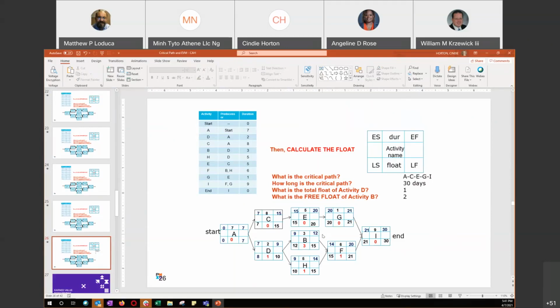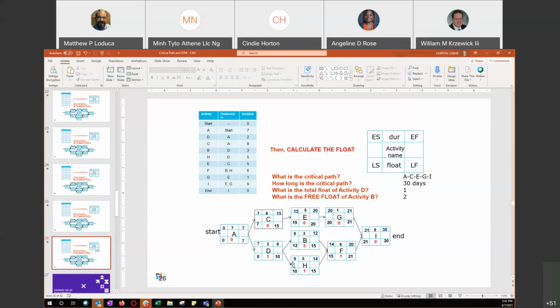So the free float is as long as there's a connector. Is there free float between E and B, or is E just not even on the same path? E won't delay F at all. Right. So what I'm saying is, on the same path, as long as it's linked. So is there a free float between D and H? D as in David and H as in Hilo.